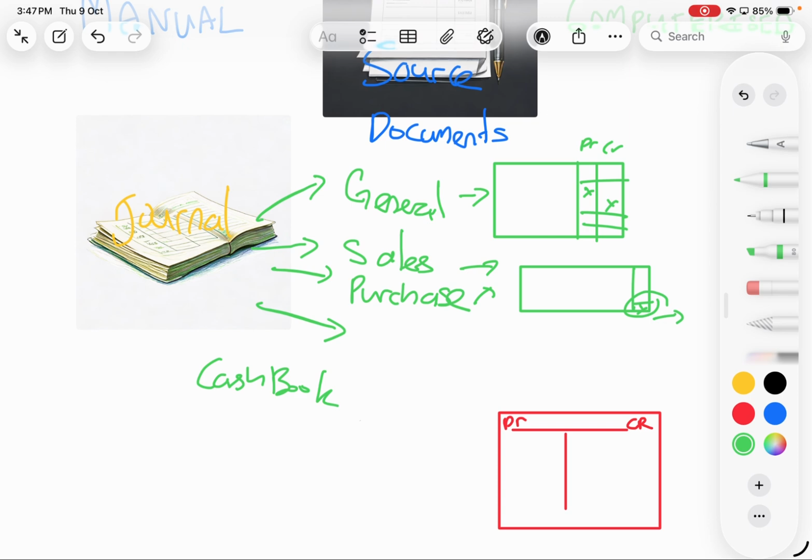Do you still remember? When you receive payment from the customer, credit payment from customer, what do you do? Cash receipt. There's a journal called cash receipt, is it? Is it correct? Are you all with me? So there's a receive and payment, is it? Payment, is it correct?